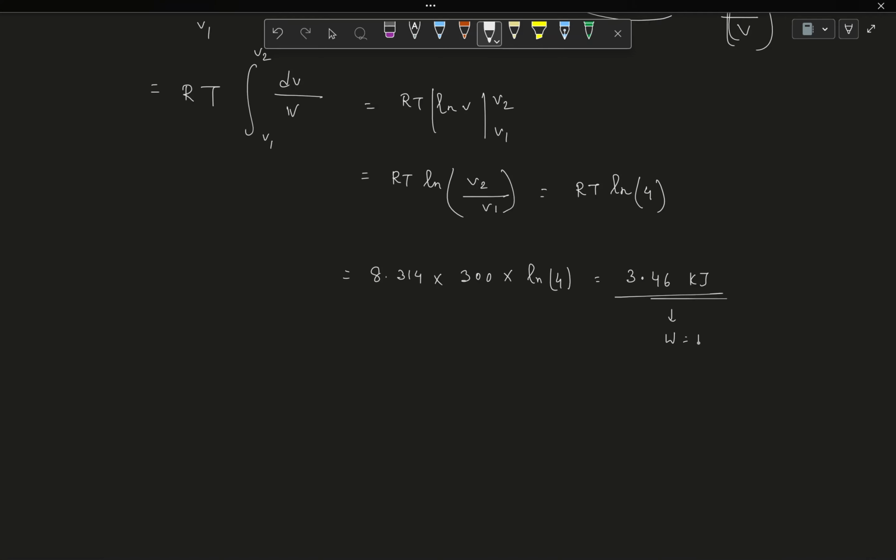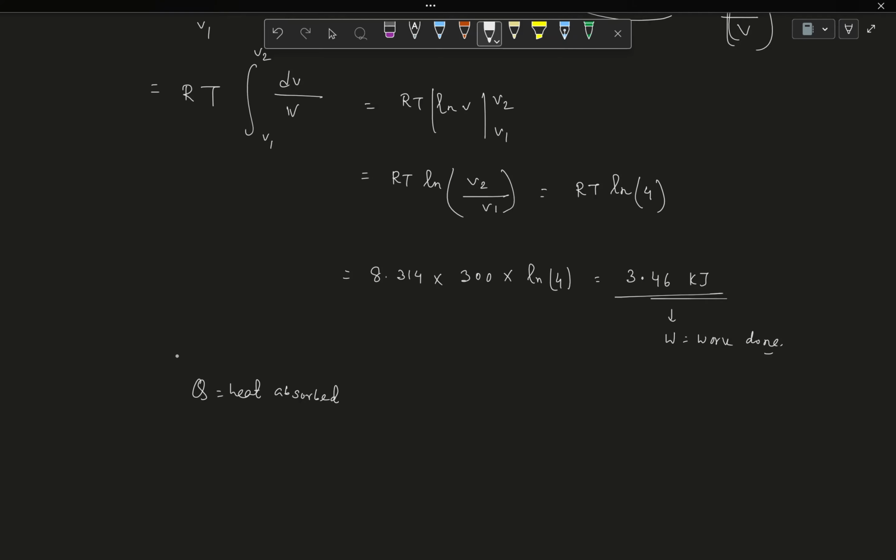This is W, the work done in this process. But because this is an isothermal process, Q, the heat, is equal to it. Because it is expanded, we understand that heat must have been absorbed, because by absorbing heat it will expand into a higher volume, right?